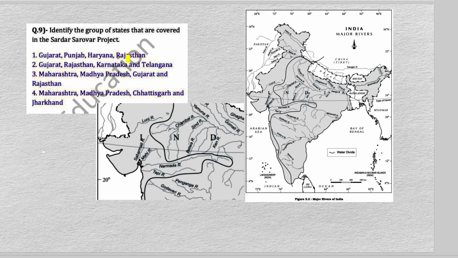The next question is, identify the group of states that are covered in the Sardar Sarovar project. Some of you might know that the Sardar Sarovar project is on the river Narmada, and here I am highlighting the Narmada river basin. You have to understand that the states near the river Narmada would be covered under this project, right? So here we have to use elimination.